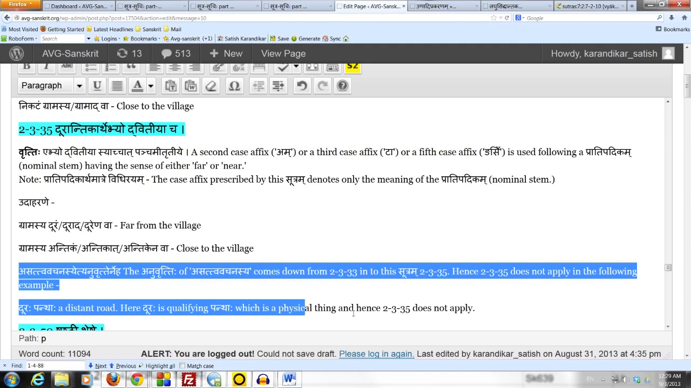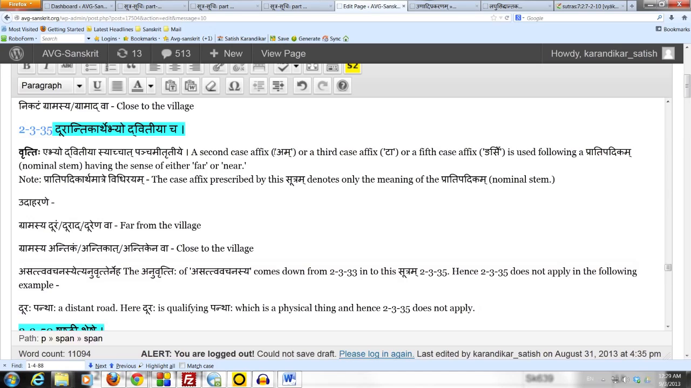This also explains why the case affix prescribed by 2.3.35 is always singular, either am or ta or nyasi, because 2.3.35 only applies when the pratipadikam is used like an adverb, not as an adjective. So when we say far from the village, there is only one far. We cannot say fars from the village when far is an adverb. But if it's an adjective to something, then there can be many things far from the village. In that case, of course, it can take any gender or number. So please remember that 2.3.35 only applies in adverbial usages and hence only prescribes a singular affix.